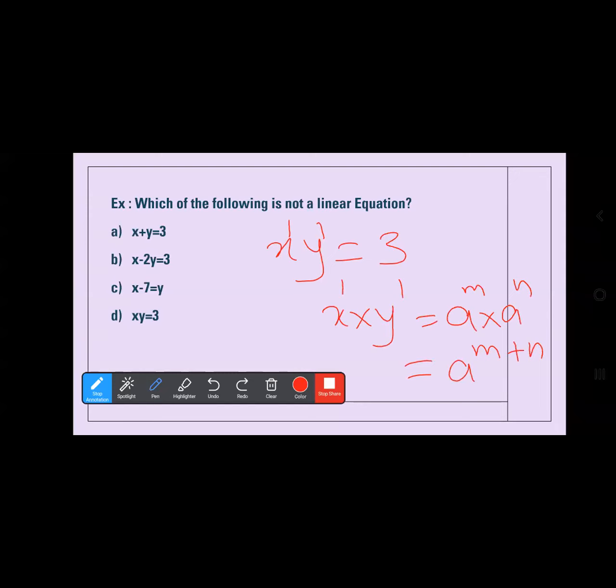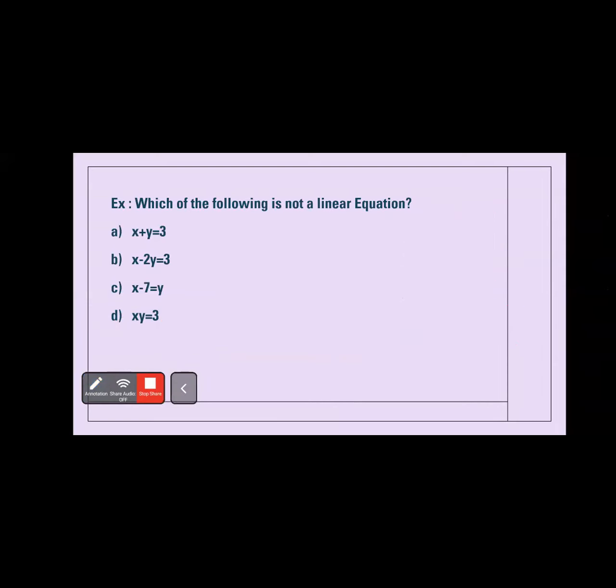So here the power will become 2. The highest degree will become 2. And 2 is not the highest degree for a linear equation. For a linear equation, the highest degree is 1. Okay. So this option will be the correct answer, which is not a linear equation. Okay. I hope that this question is clear. You can take the screenshot and you can note down in your book.